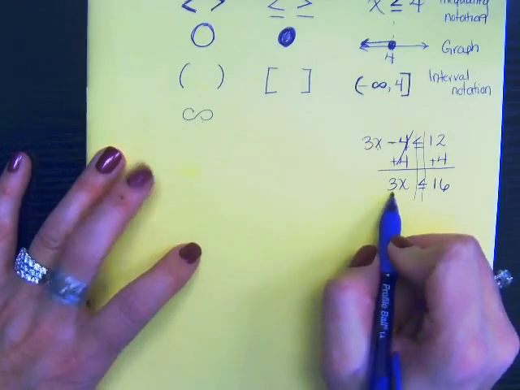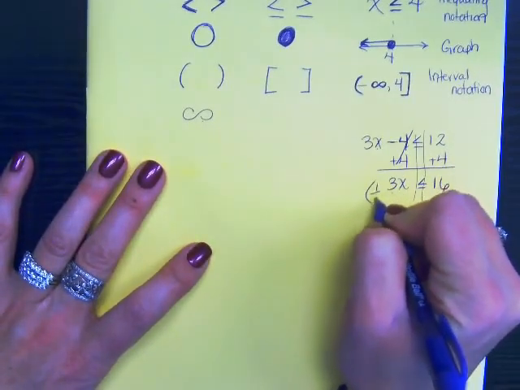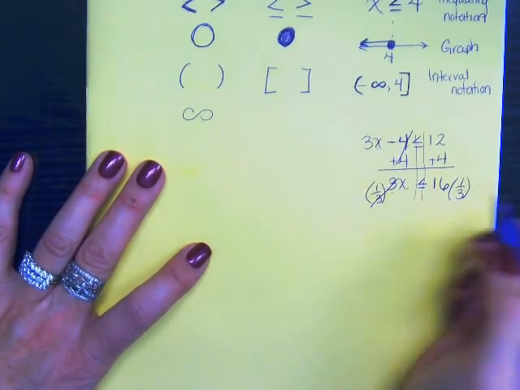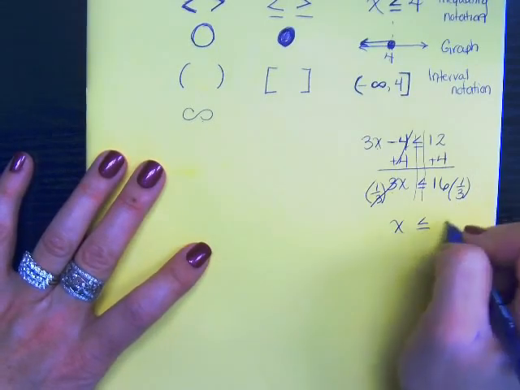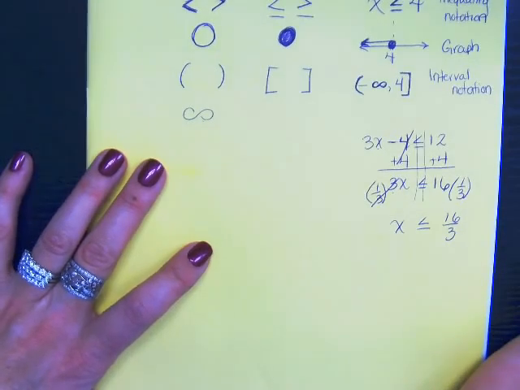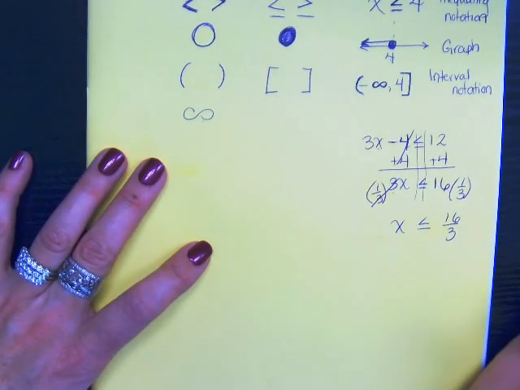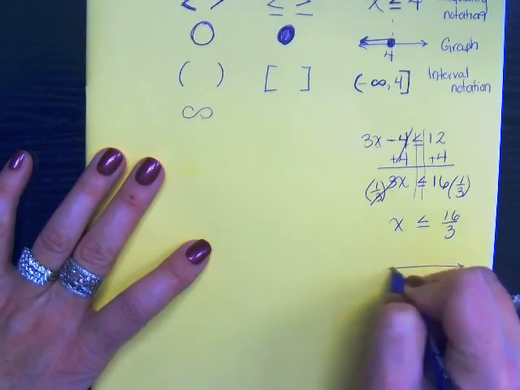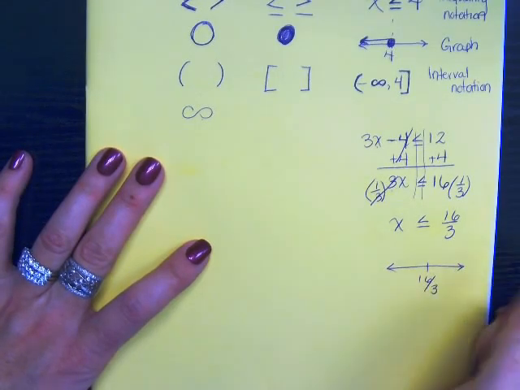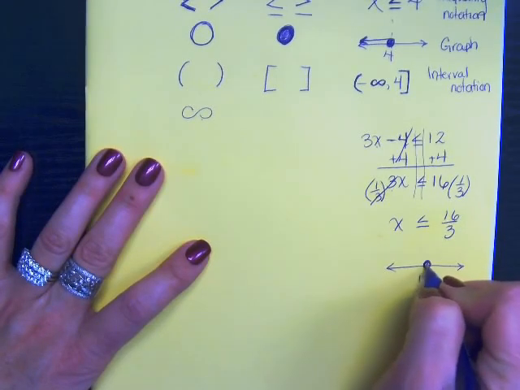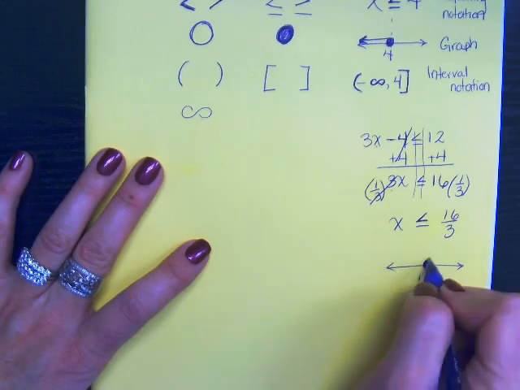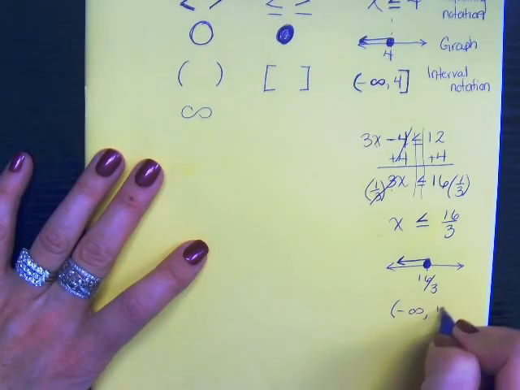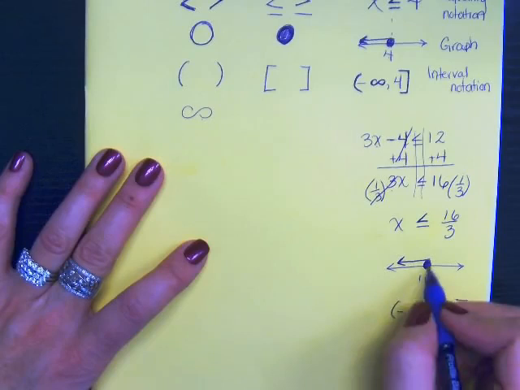Then I would have to get rid of my 3. I'm going to multiply by 1/3 to do our multiplicative inverse. That would cancel out my 3s, and I would have x less than or equal to 16 over 3. It is okay to get a fraction. It wasn't my intention, but it happened. So I'm going to graph that. 16 over 3. There is an equal to sign, so I will have a closed circle. And again, my arrow is pointing to the left, so that's where my graph will go. And the interval notation will be negative infinity to 16 over 3 with the bracket and parenthesis.